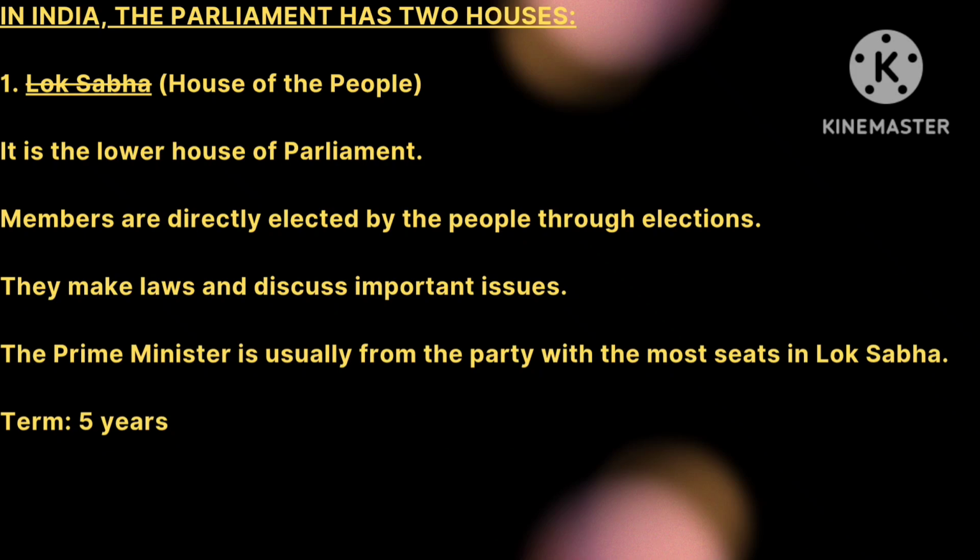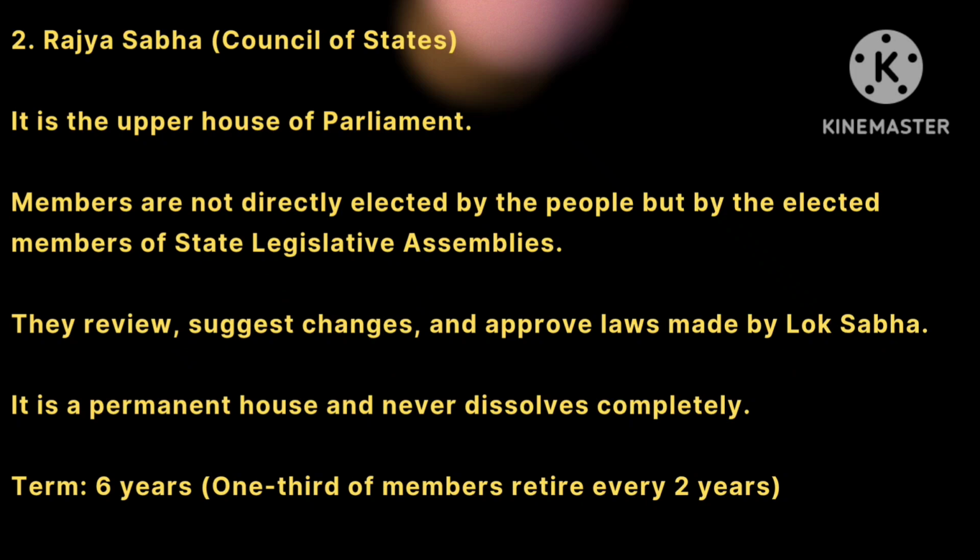Members are directly elected by the people through elections. They make laws and discuss important issues. The Prime Minister is usually from the party with the most seats in Lok Sabha. It has 5-year terms. Rajya Sabha, the Council of States.